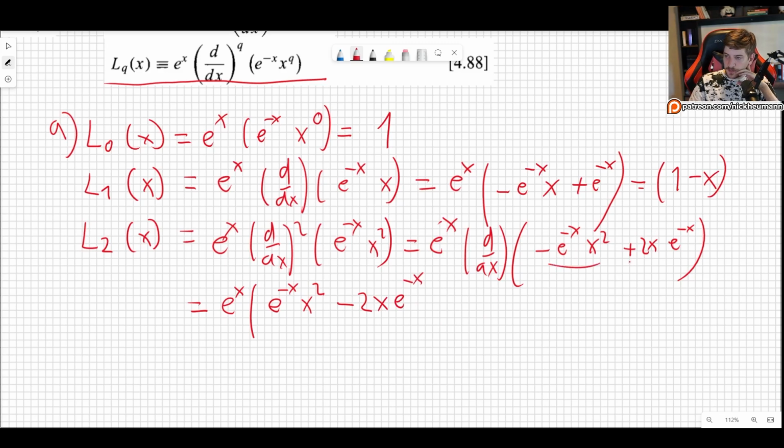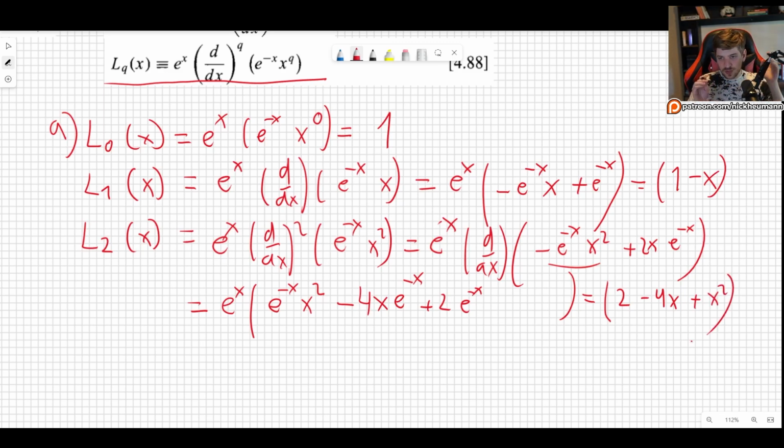So this part is ready. Then we get plus 2 e to the minus x. And then we have minus 2x e to the minus x. So here we can see we can add those two together. So instead of having 2, we get 4. So we get minus 4. And there we go. And then we just multiply through and the exponents cancel out. So here, arranging from smallest to highest power of x, we get 2 minus 4x plus x squared. Okay, so that is the third Laguerre polynomial.